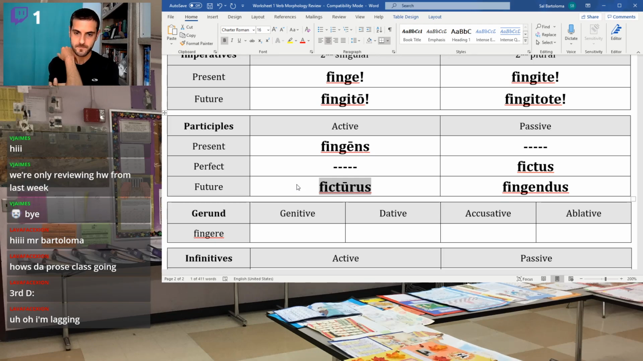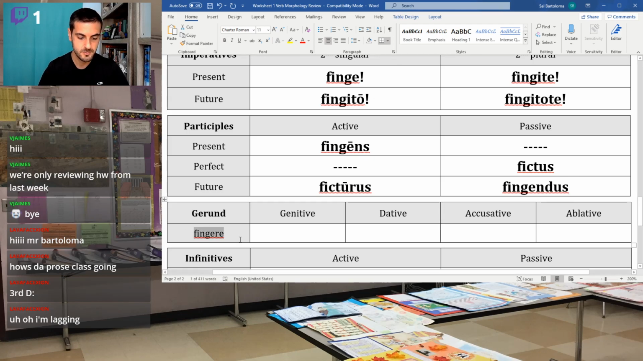Now you don't need to put the meanings here, but just a reminder of how the participles work. You have your ing, right? Somebody who's fingens is somebody who is shaping something or pretending. That's another meaning of fingo. Fictus is something that's been shaped or something that's been created. Ficturus is someone who is about to shape something, about to form something. And fingendus is something that must be formed. So those are your meanings of your participles.